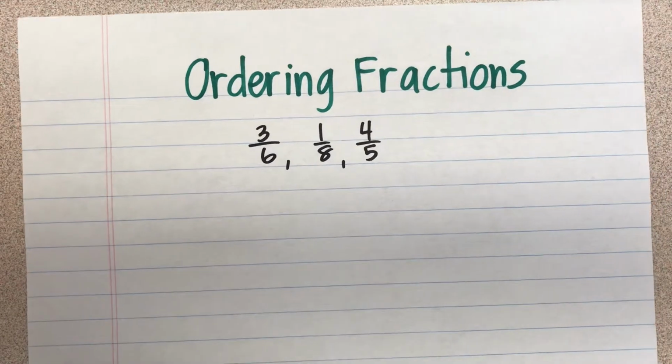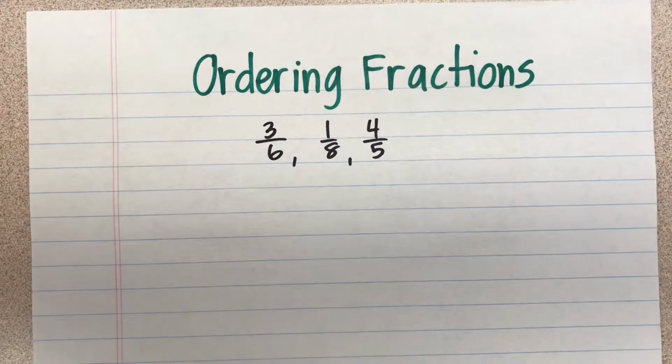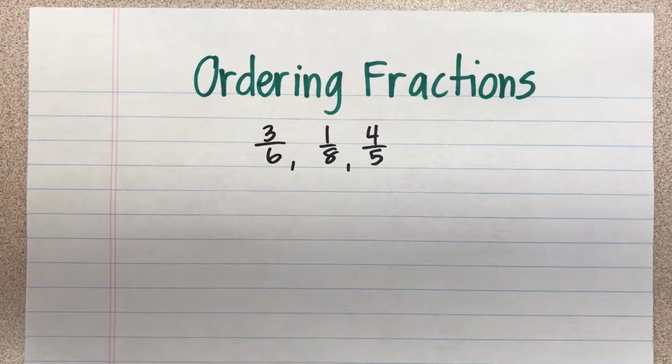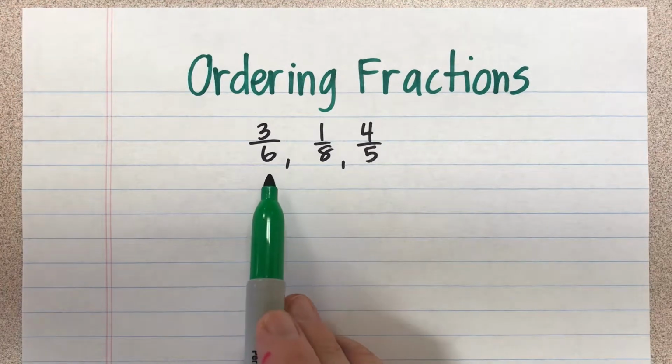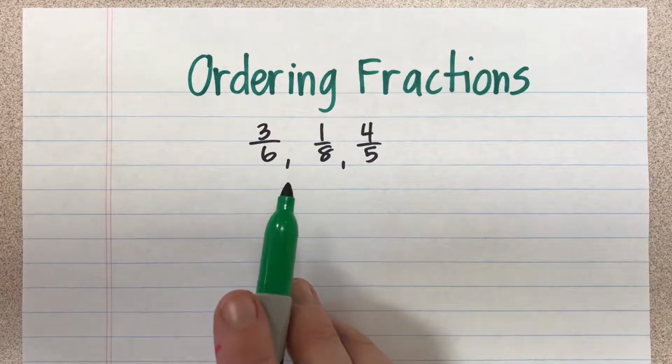So this first set of fractions is one of those cases, and the only way that you can really tell that on your own is to actually look at them and think about what the fraction is representing. So 3/6 is basically half. It actually is exactly half. 3 is half of 6, so that's really equal to 1/2.